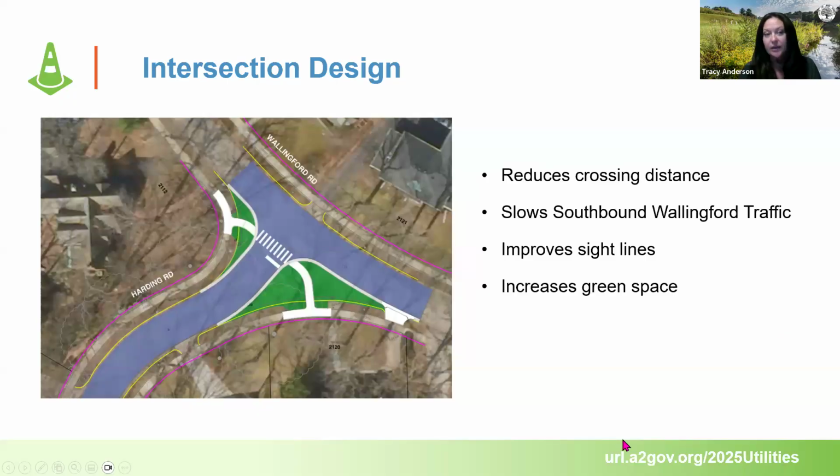So to recap, the intersection design reduces the crossing distance at the crosswalk. It slows southbound Wallingford traffic by making them slow down to take this sharper turn. It improves sight lines with the stop sign closer to the intersection, and it increases green space in the intersection. This also has a lot less pavement to maintain, which is good for the city too.